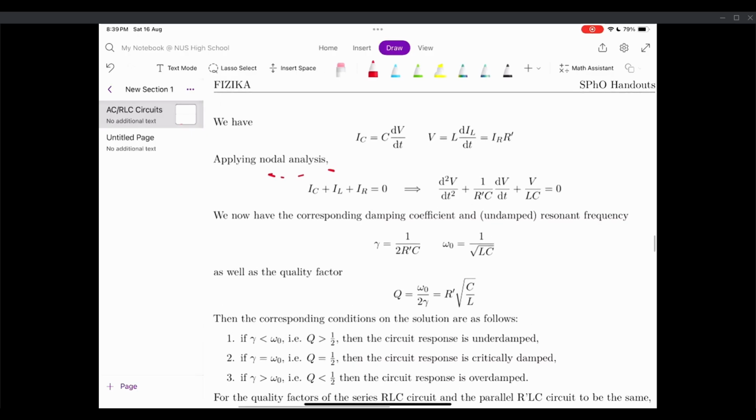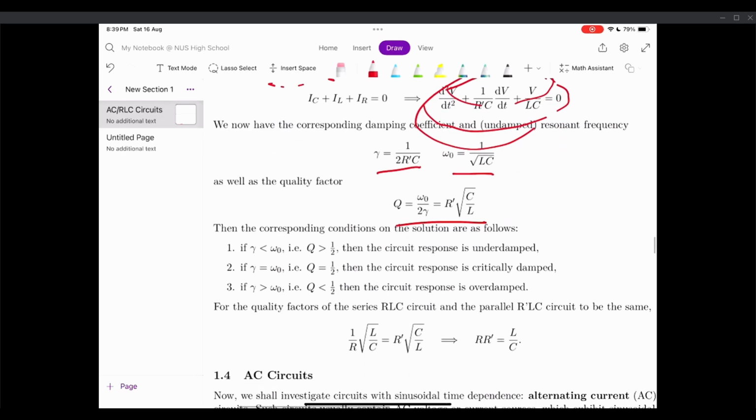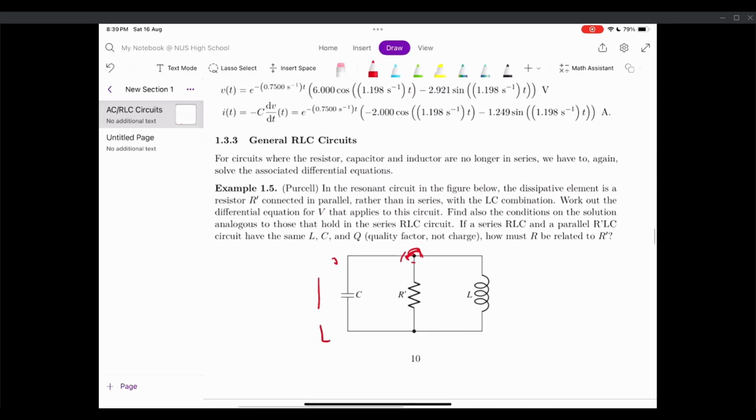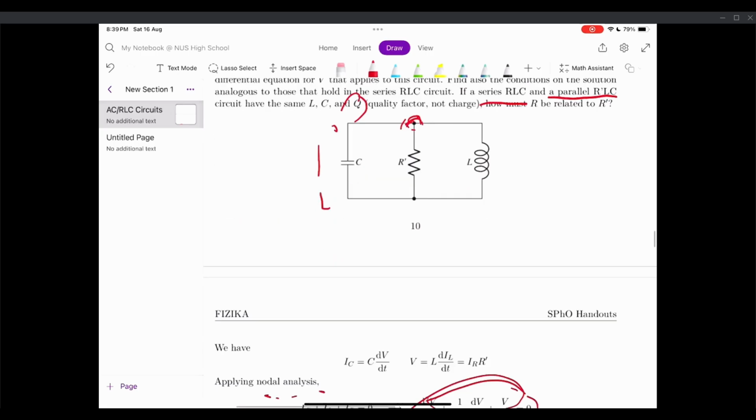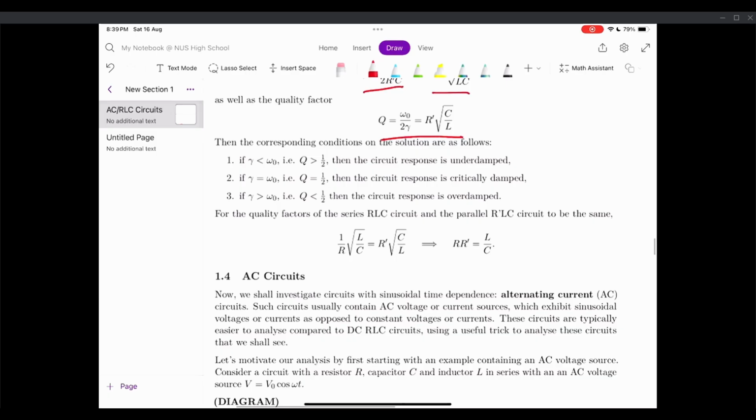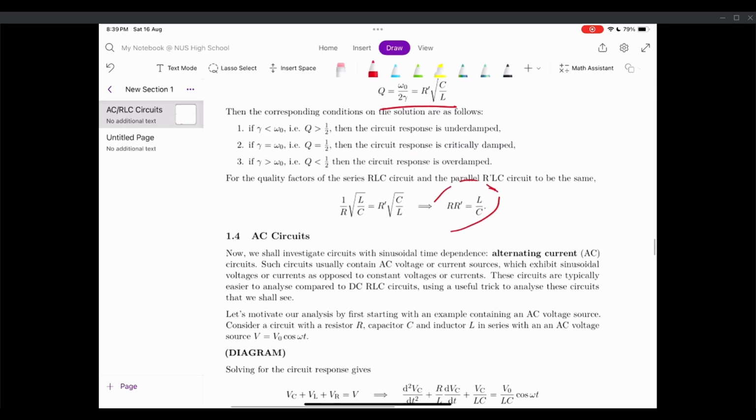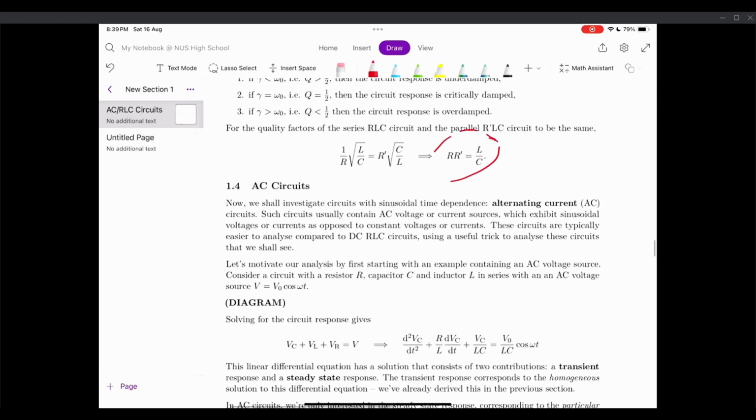So you apply nodal analysis to get this, and we notice this is another second order differential equation, so we can get the corresponding damping coefficient and the quality factor, and we get the corresponding solutions. And here they ask, if a series RLC and parallel R prime LC circuit have the same quality factor, we can just equate the quality factors and we get this equation. That's not too important, but the main thing to take away is just how to solve these equations. Really, it's honestly the same thing over and over again, so I won't talk about it too much.